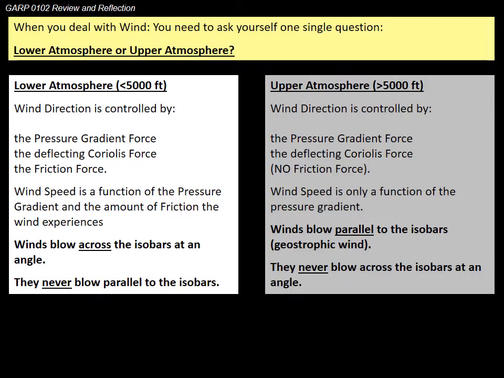Wind speed is always a function of pressure gradient. The greater the pressure gradient, the faster the wind. In the lower atmosphere, in addition to that, the amount of friction plays a role. So if you're out in the ocean where there's hardly any friction, wind speeds are pretty high. If you're on land where there are trees, houses, hills and mountains in the way, the wind gets slowed down a bit.